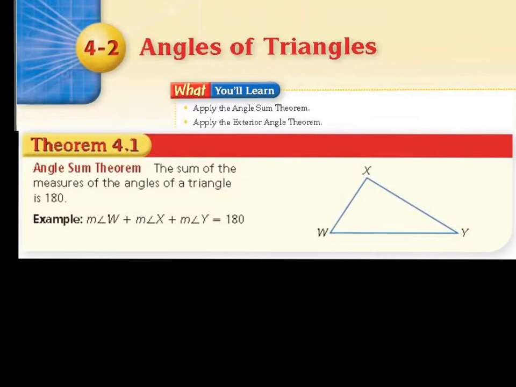And the reason this is a theorem is because it can be proved using other theorems and postulates. And they have a proof of that on the bottom of page 185 if you're really interested, but I wasn't going to take the time to go through it because we have known that there's 180 degrees in a triangle for a very long time.